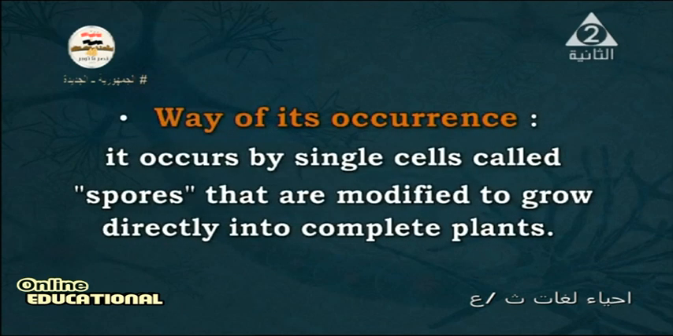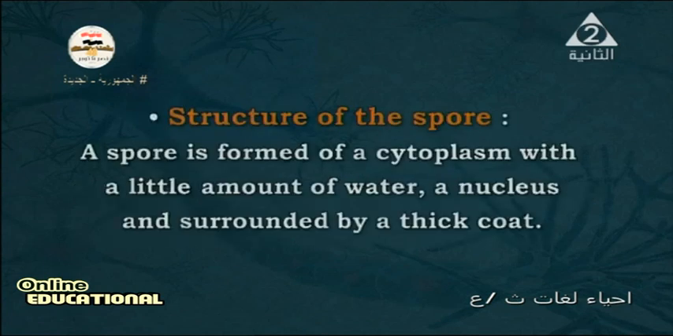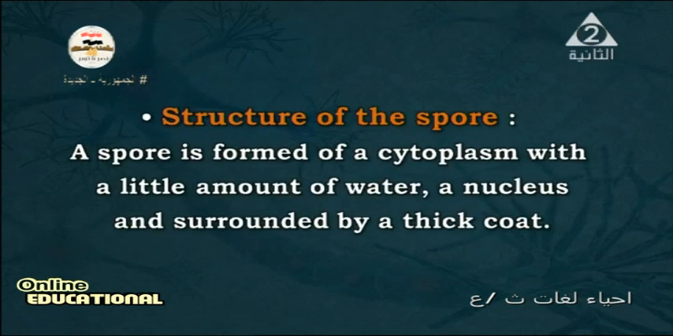How does sporogeny occur? It occurs by single cells called spores that are modified to grow directly into a complete plant. It means that there is a cell, only one cell. This cell, called a spore, has the ability to grow and form a new plant. Okay, what is the structure of spores? A spore is formed of cytoplasm with a little amount of water, a nucleus, and is surrounded by a thick coat.